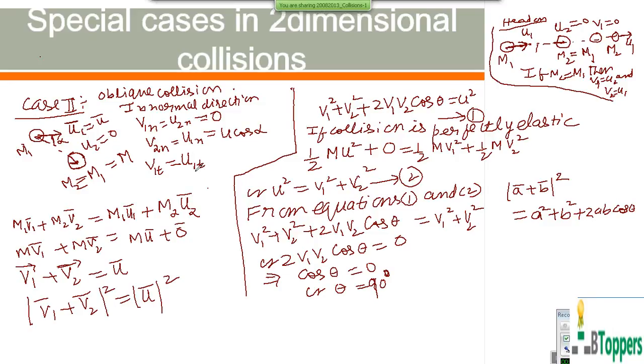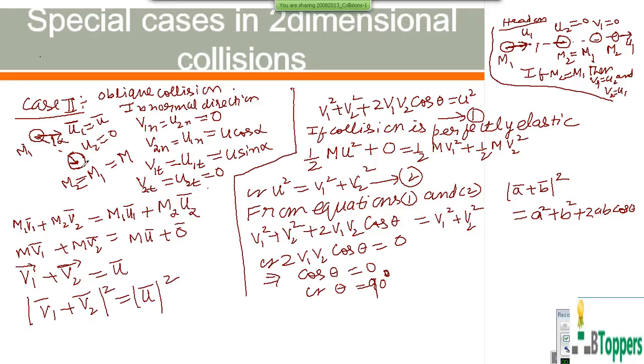u1t is the component of the initial velocity of m1 in the tangential direction before collision. That will be equal to u sin alpha. That means after the collision, the first sphere will have no velocity in the normal direction, but it will have velocity u sin alpha in the tangential direction. And the final velocity of the second sphere in the tangential direction after collision must be the same as its initial velocity in the tangential direction before collision. The initial velocity of the second sphere before collision is 0. That means after the collision, the second sphere has no velocity in the tangential direction.